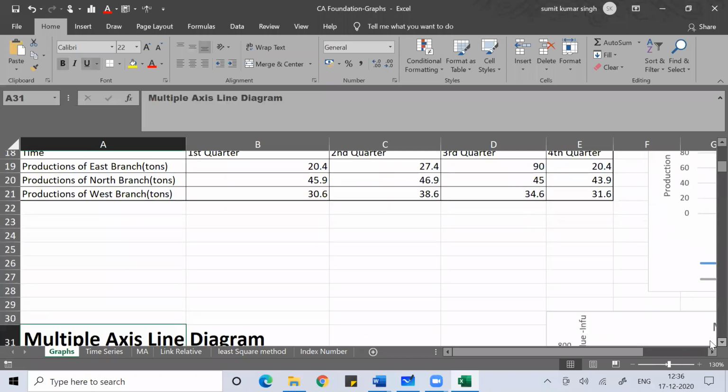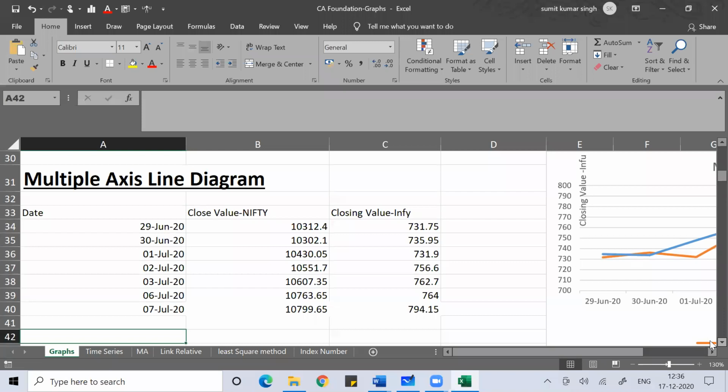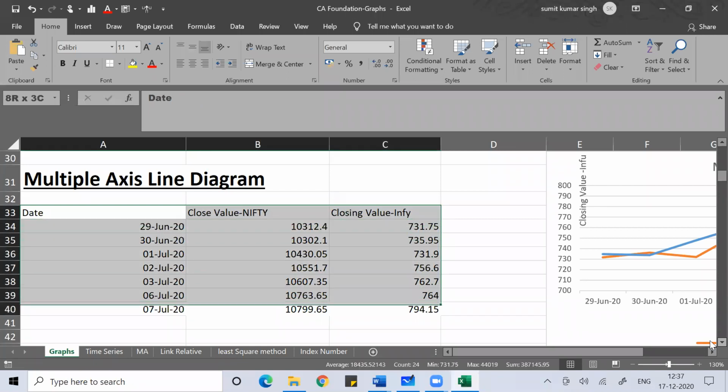Going forward, now we'll talk about multiple axis line diagram. Now what is multiple axis line diagram? You'll be confused. Now see this. I hope you know what is Nifty and what is Sensex.